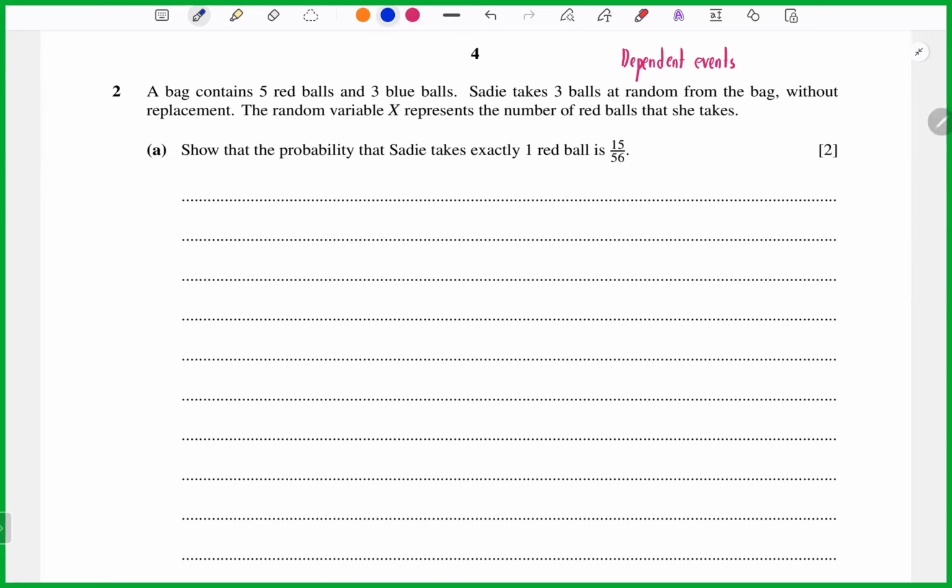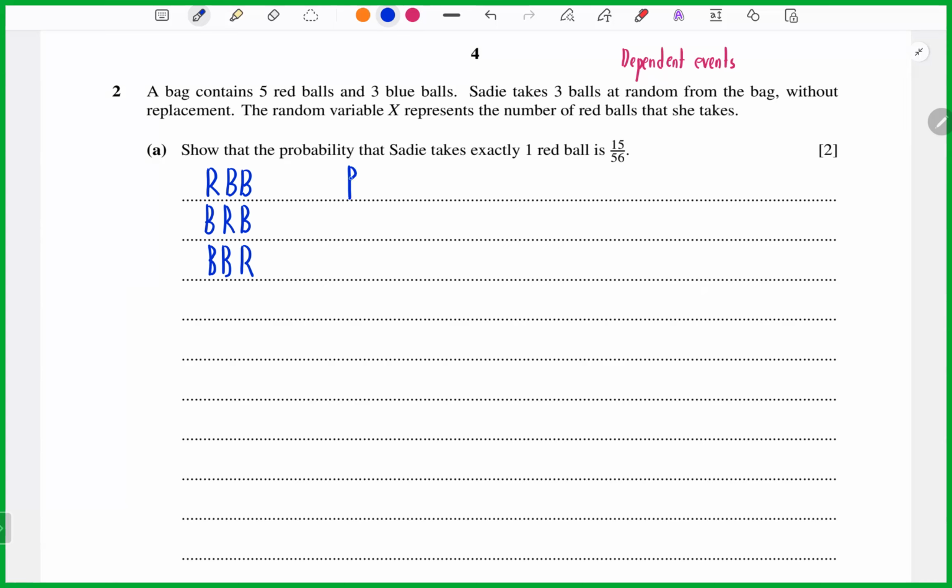Let's see how to calculate it. Sometimes we can try to think it through. The first time she can take a red ball, and then the second and third times she takes blue balls. Or the first time is a blue ball, the second is a red ball, and the last is a blue ball. Or the first two times are blue balls and the last is a red ball. So we need to consider these three cases.